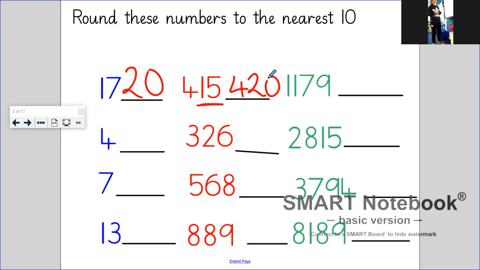And then over here, we've got 1,179. Don't freak yourselves out. Just look at 79. 79, is it closest to 70 or is it closest to 80? Well, it's 1 away from 80, 9 away from 70. So it must go up to 80. So it'd be 1,180. Right, I want you to pause the video now and then we will reveal the answers next. Pause the video and round these numbers to the nearest 10.